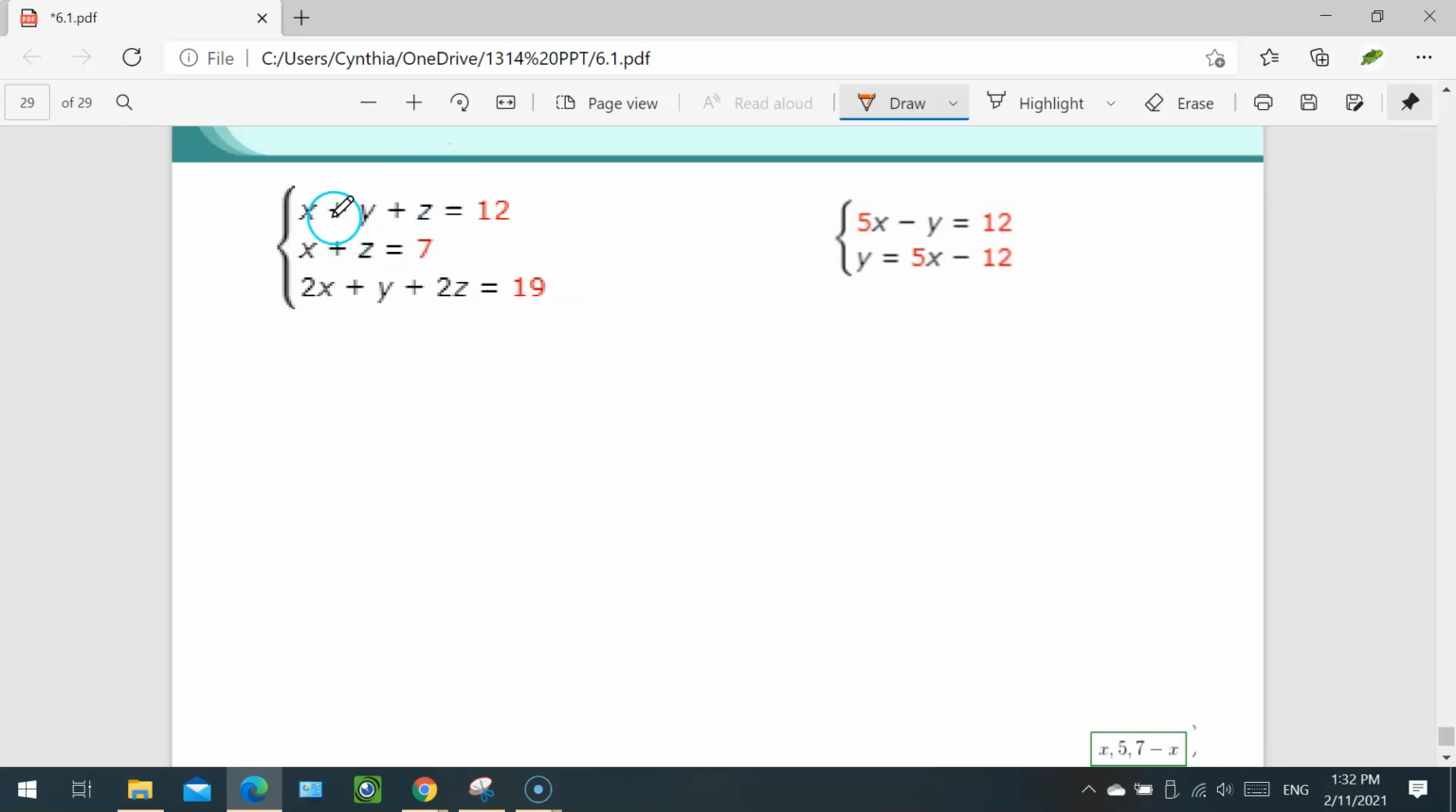The first question we have x plus y plus z equal 12. x plus z equals 7. And 2x plus y plus 2z is 19. So the first step, I'm going to rewrite the z. Alright, from here, I'm going to rewrite the z into 7 minus x. I rewrite the y and z term into the x term.